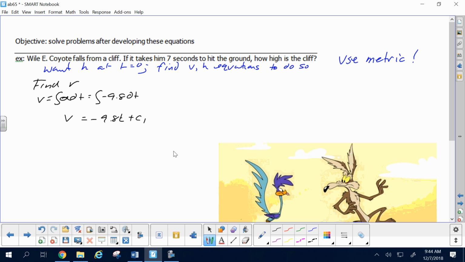What do you use for your initial velocity condition? At time 0, velocity appears or seems to be 0. It feels like he's just falling. He's not jumping up. He's not jumping down. He's just falling.